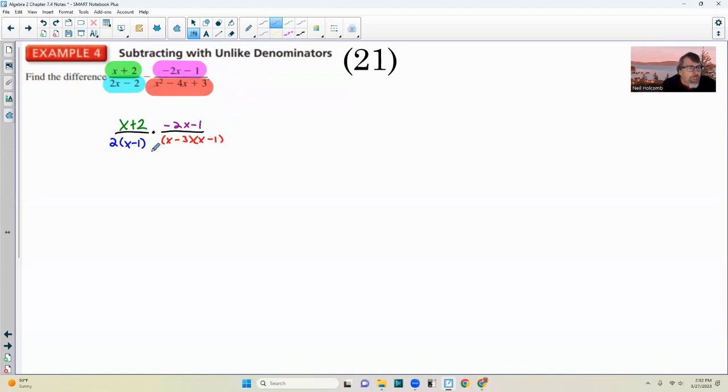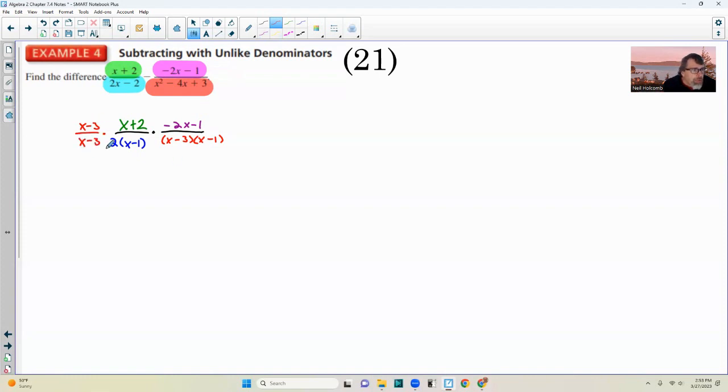Okay, so now we can see what we need for a GCF. We need a 2. We need an x minus 1 for each, and we need an x minus 3 for each. So this does not have an x minus 3. So I'm going to multiply this side by x minus 3 over x minus 3.